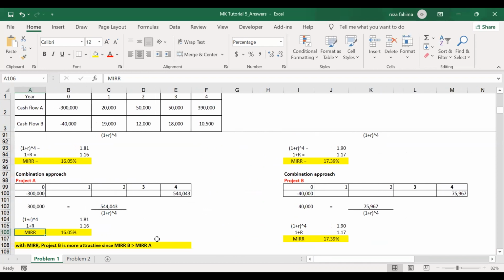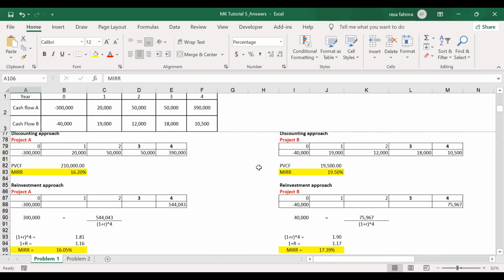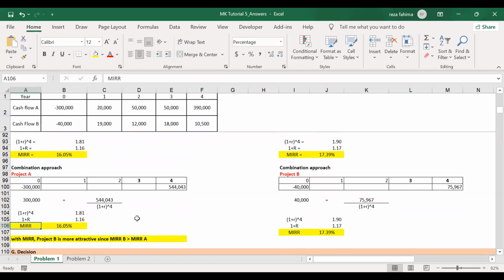It equals 17.39%, and based on the MIRR, we can see that the MIRR is always greater for project B than project A. It means that we have to choose project B since its MIRR is higher than project A. So for MIRR, we're going to choose project B.